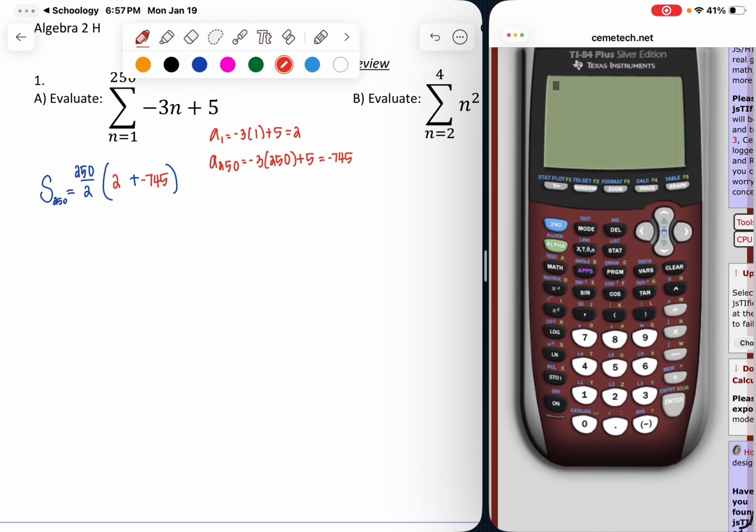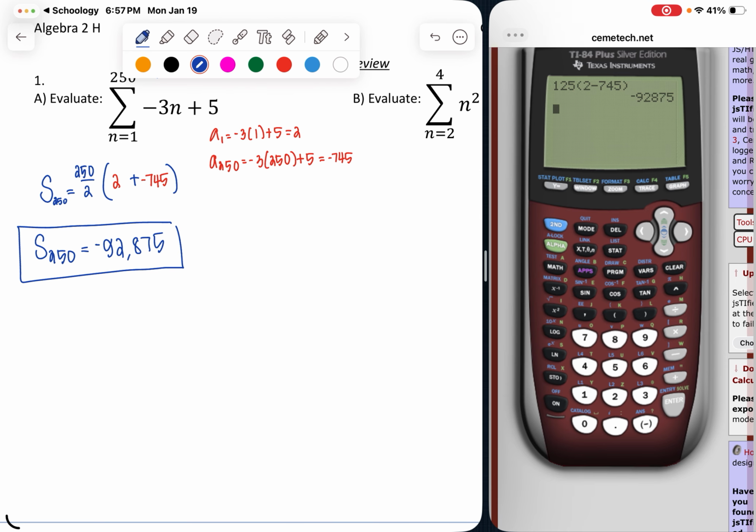All right, so we have 250 divided by 2, which is 125, parentheses, 2 plus a negative, which is minus 745, close parentheses, hit enter. And we have the sum of this series is equal to negative 92,875.